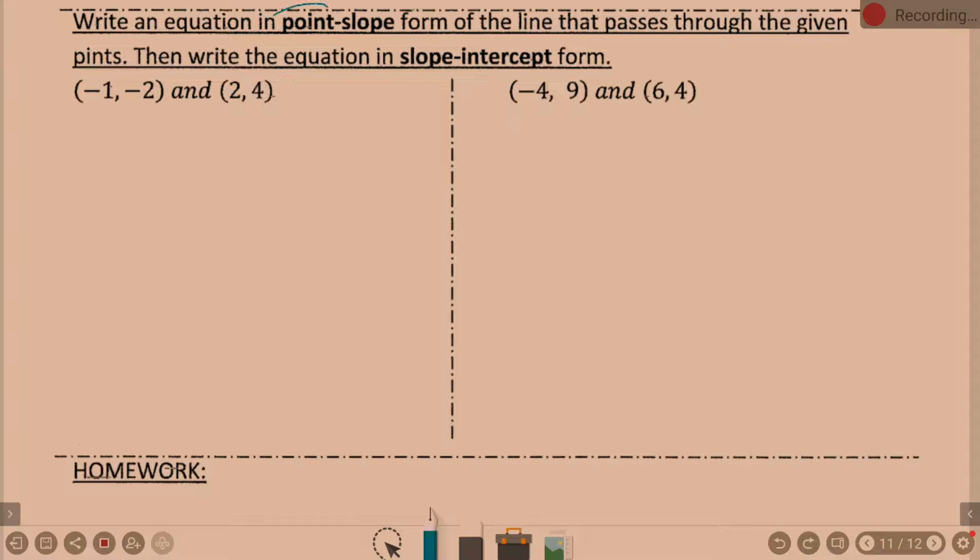Write the equation in point slope form of the line that passes through the given points. That should say points. Then write the equation in slope intercept form.